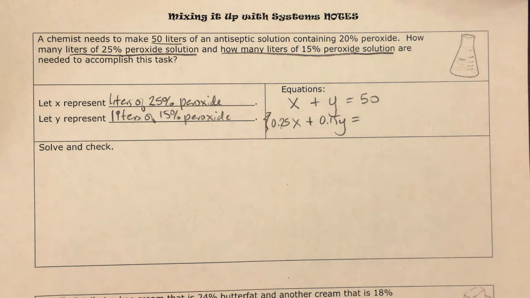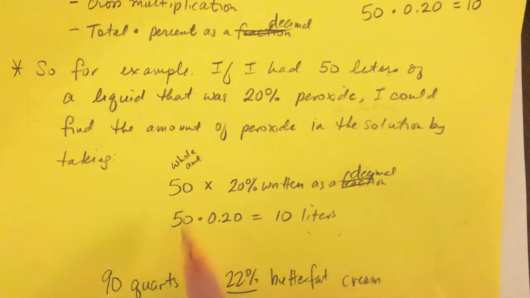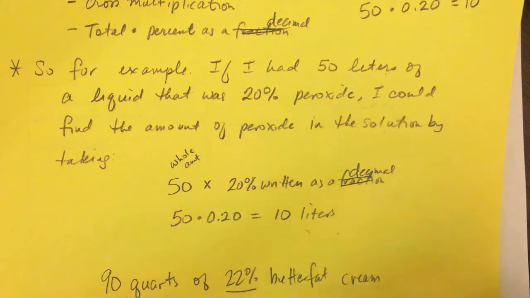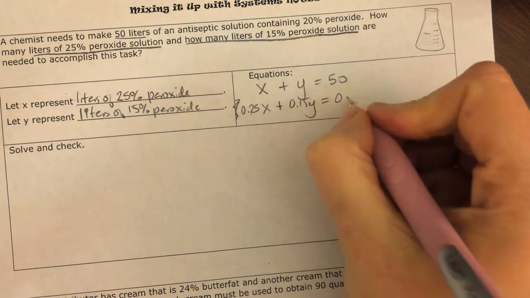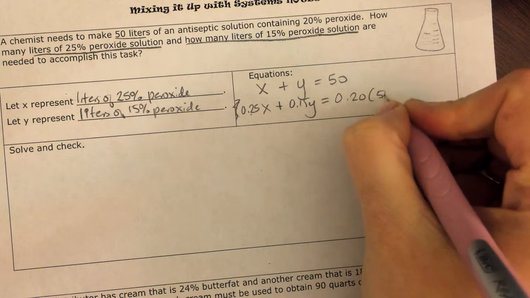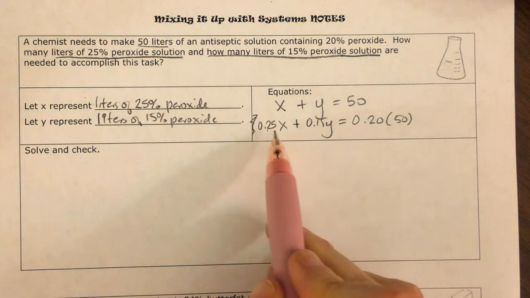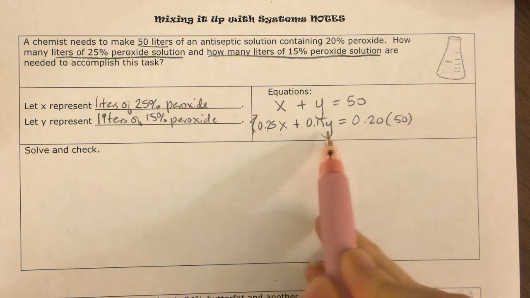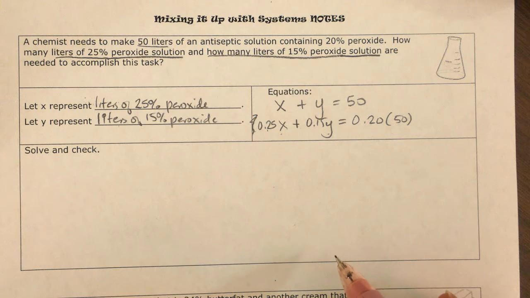And if you recall, over here on this paper we just did, we calculated how we were going to figure out how much of the whole amount was peroxide. Well, we're going to do the exact same thing here. We're going to say 0.20 times 50. Because the amount of peroxide in x and the amount of peroxide in y should add up to the amount of peroxide in the whole thing.